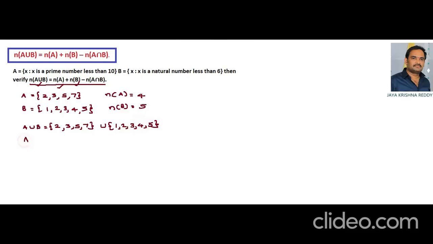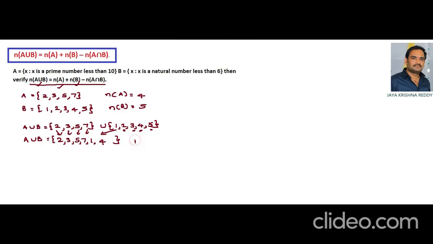So A union B means combining all the elements of the two sets. That means you write the elements from the first set, 2, 3, 5, 7, and the elements from the second set also. So 1, we write; 2 is already in the set. Next we write the element 4; 5 is also already written. So A union B is 2, 3, 5, 7, 1, 4.